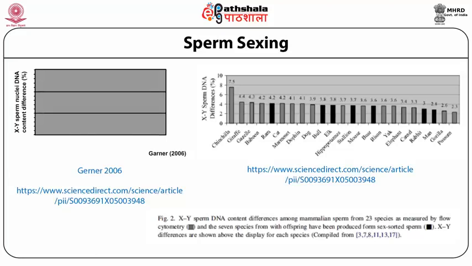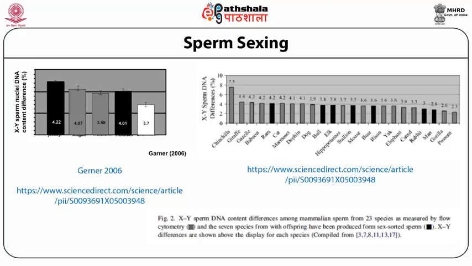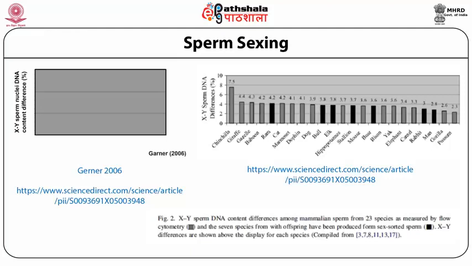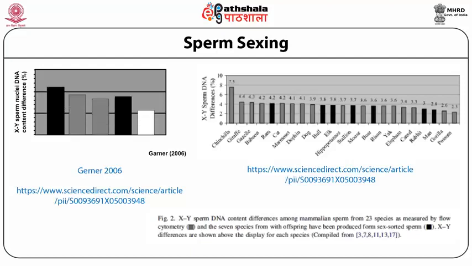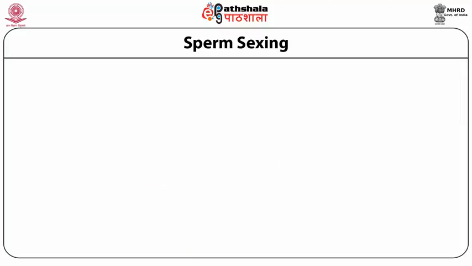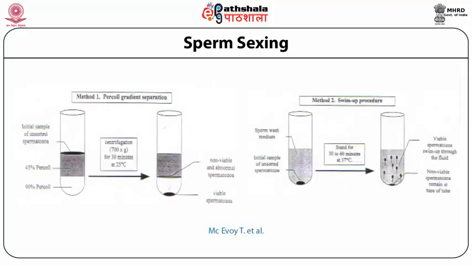So it indicates that in all the animal species, and human beings also, there is a difference ranging from 7.5% to 2.3%. The maximum difference, that is 7.5%, is in chinchilla, and the minimum difference is in possum. So this picture indicates the principle of how the Percoll gradient and swim-up procedure work.